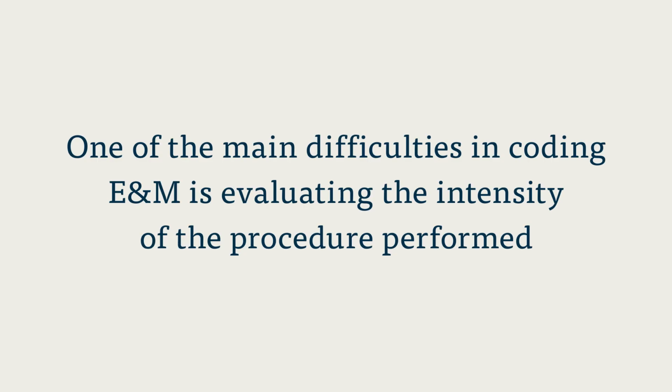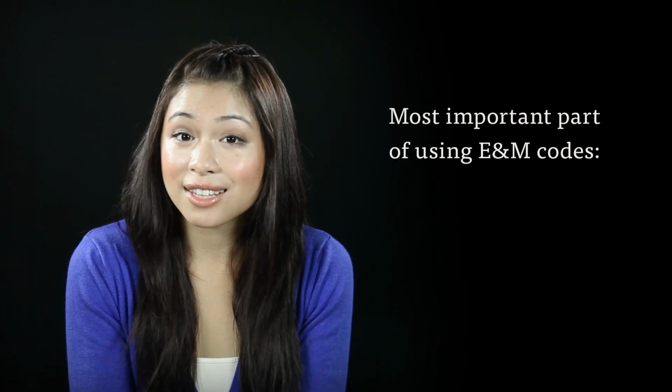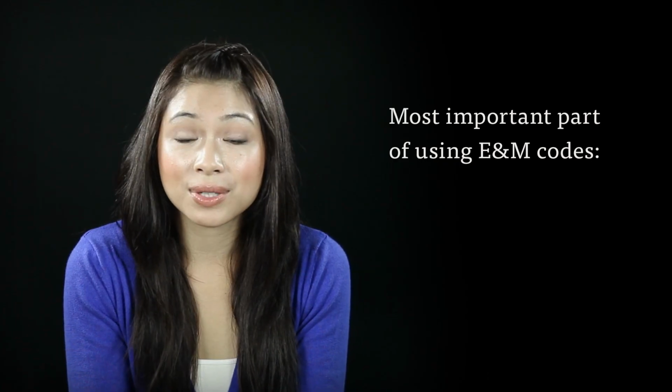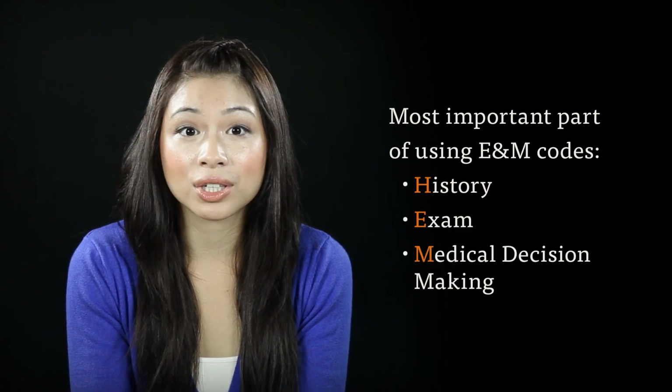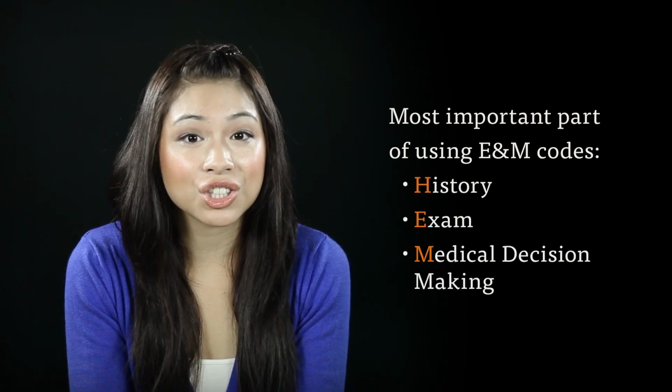Within each of these fields of E&M, there are various codes that correspond to evaluations of varying intensity. One of the main difficulties in coding E&M is evaluating the intensity of the procedures performed. Let's rewind for a second and talk about the most basic and important part of using E&M codes: the history, exam, and medical decision-making portion, which is often abbreviated as HEM.